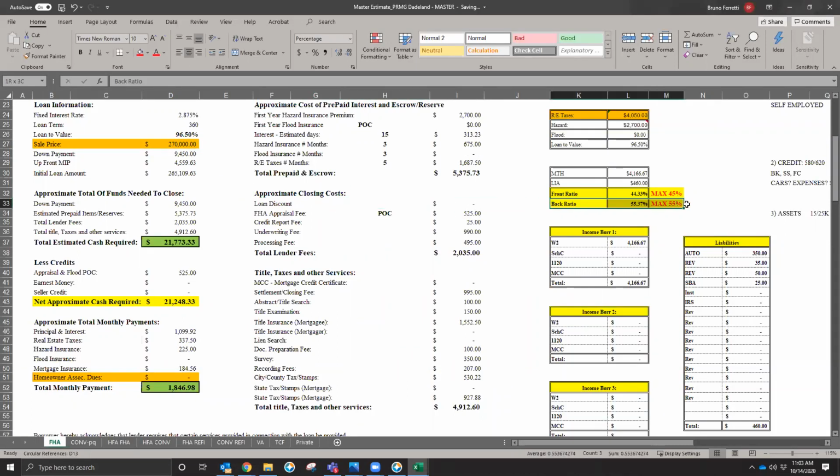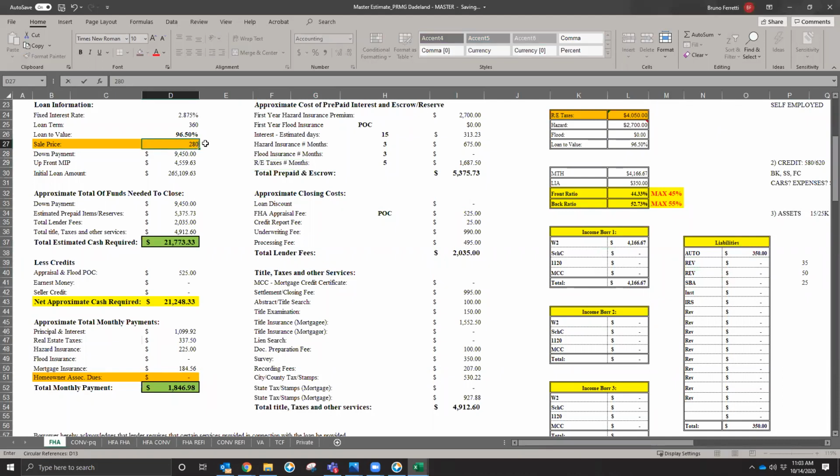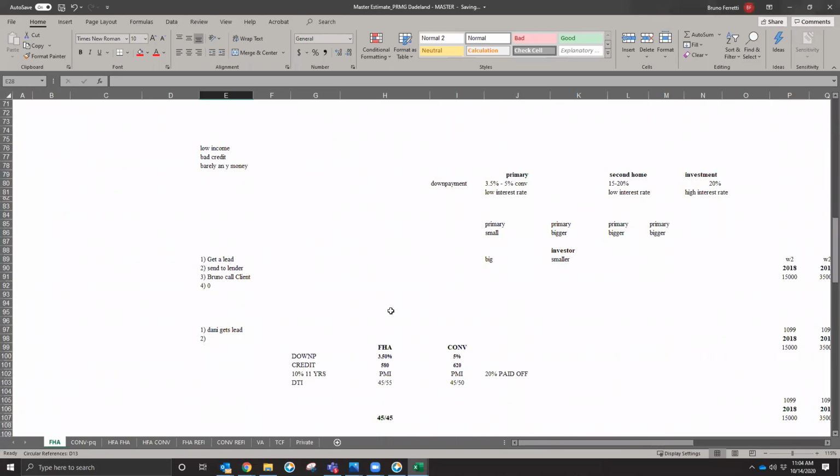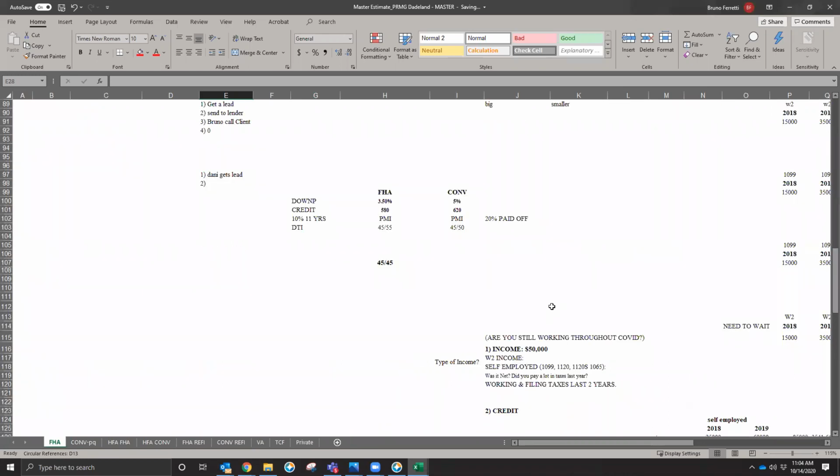Here they're over on their back ratio, but we could just have them pay off these little credit cards, leave them with just their car payment. And look at that, we could probably even get them maybe 280. No, 270. You see what I'm saying? So that's why $50,000 is a good number for you to look for. Anything less than that, you will likely end up wasting a lot of your time.